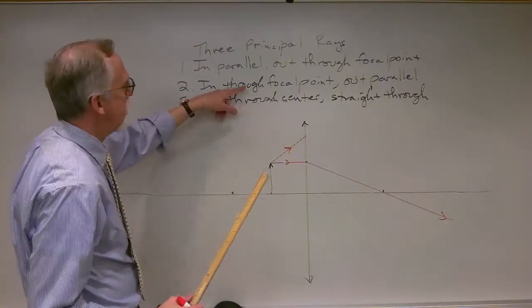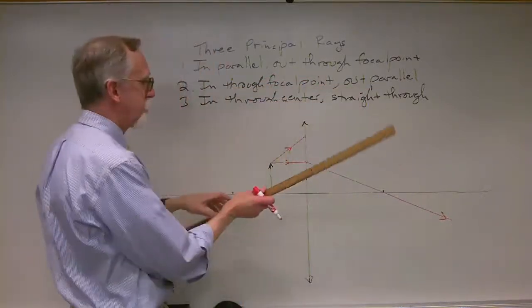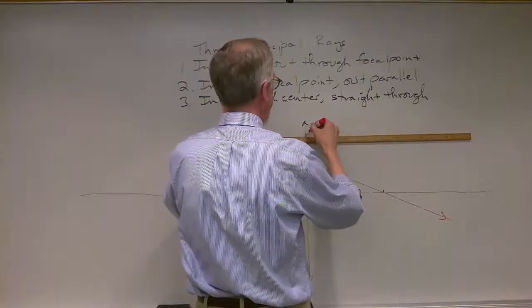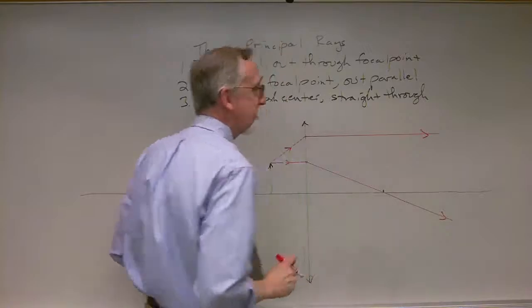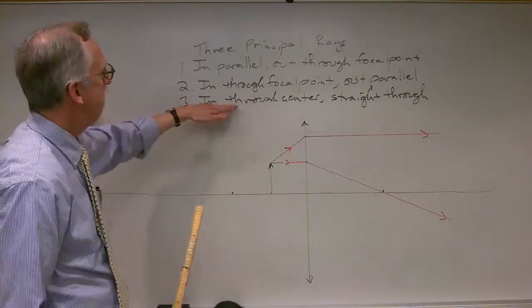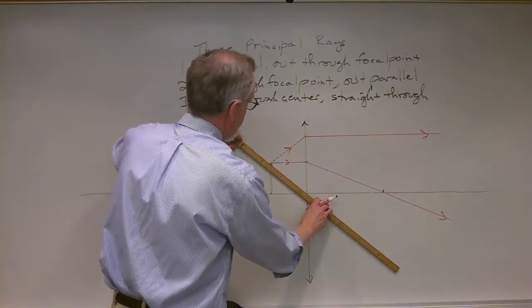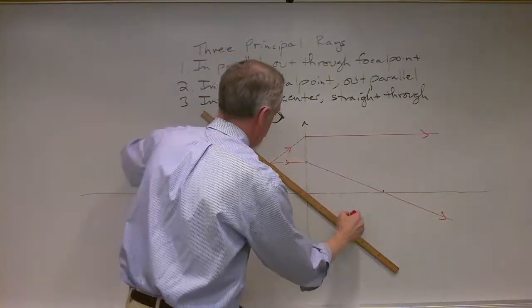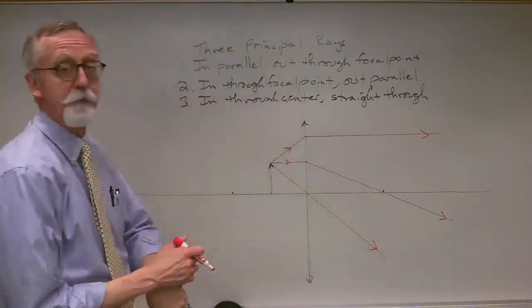Now what does it do? In from the focal point, out parallel. So our next ray then comes out parallel. There we go. Here's our second ray. Third ray, in through the center, straight through. So we can draw our third ray in through the center, straight through. There we go. And there's our third ray.